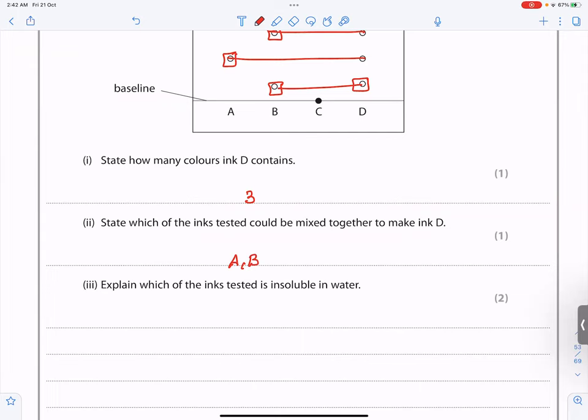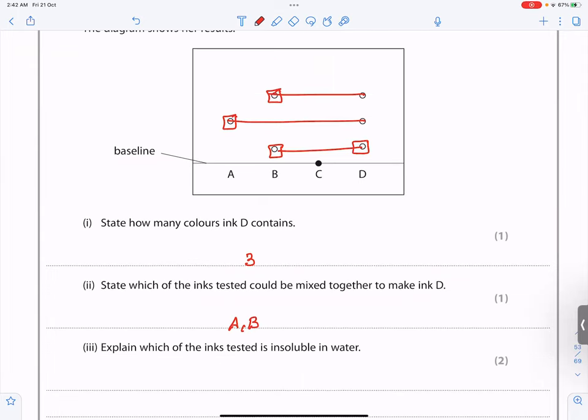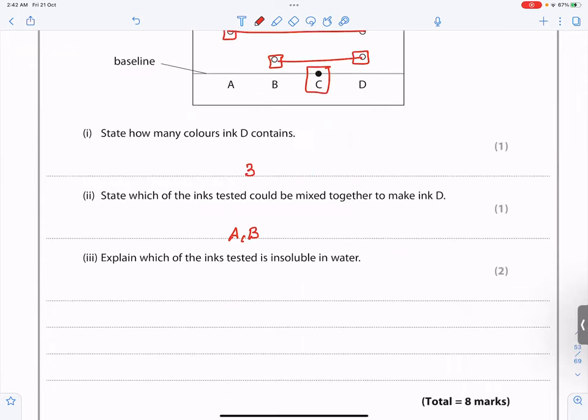Explain which of the inks tested is insoluble. هتبقى طبعا الـ ink C عشان stayed on the baseline، يعني didn't move from the baseline أو didn't rise up the peak. Stayed on the baseline. ممكن نكتبها didn't move up the paper, didn't rise up the paper, or stayed on the baseline.